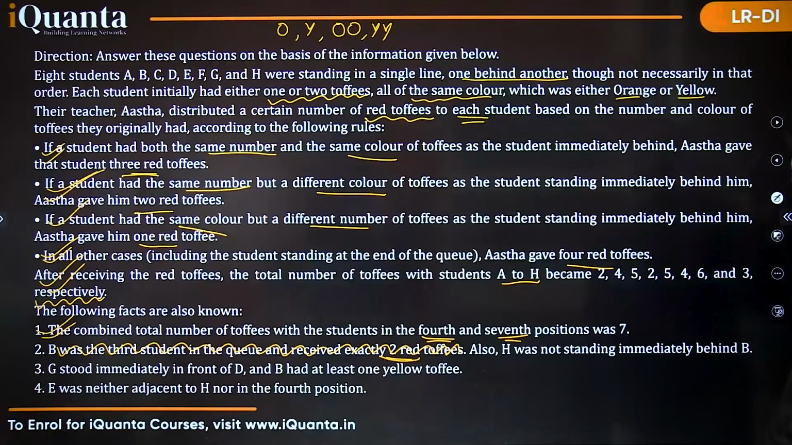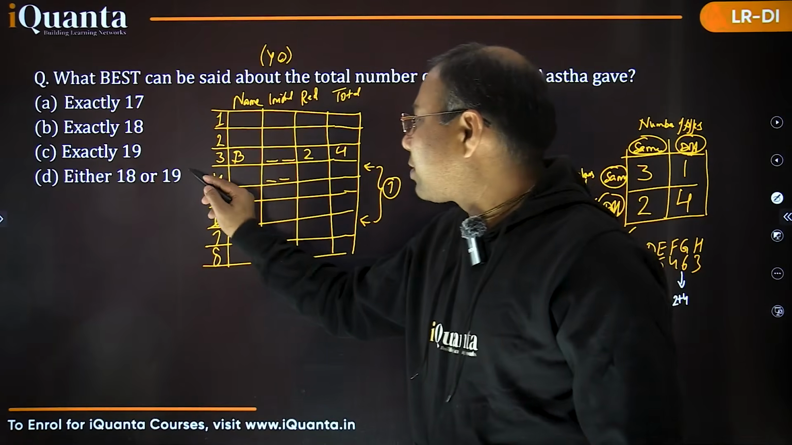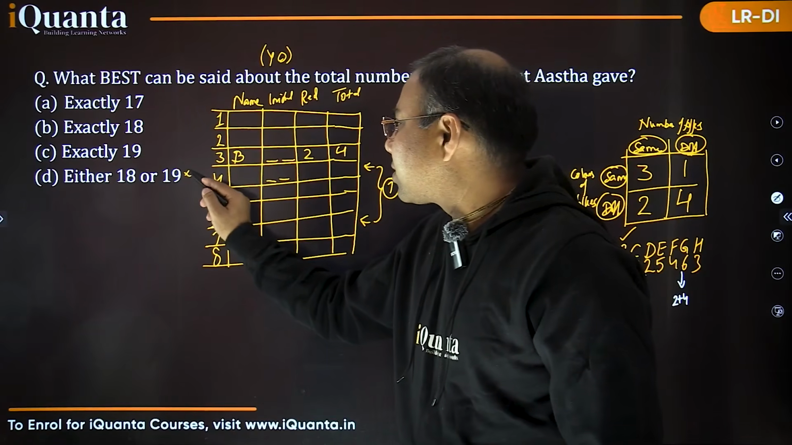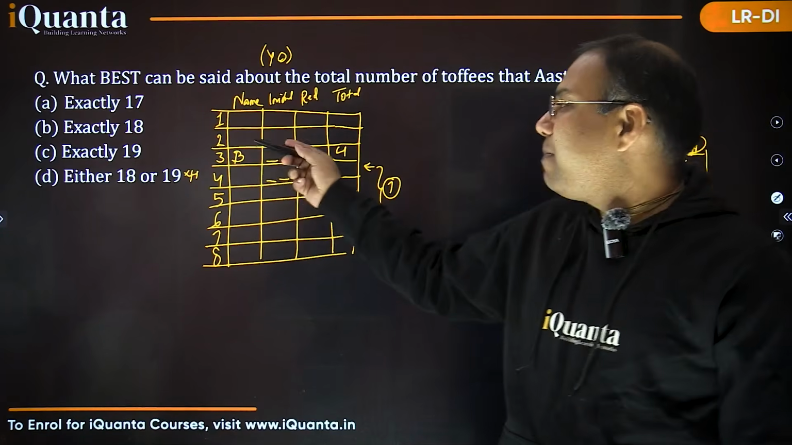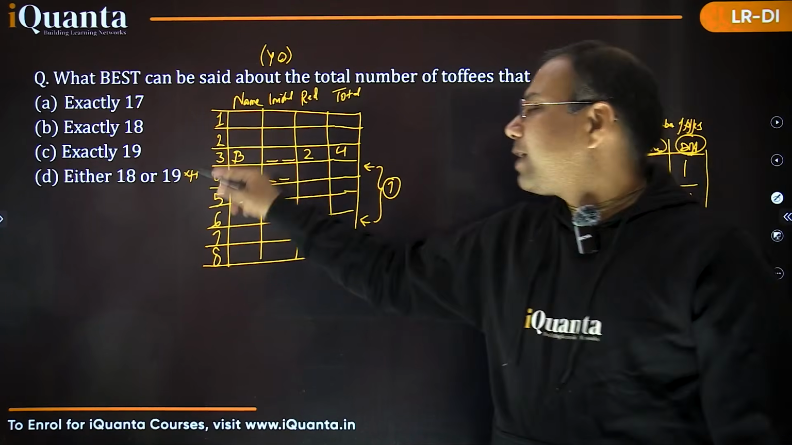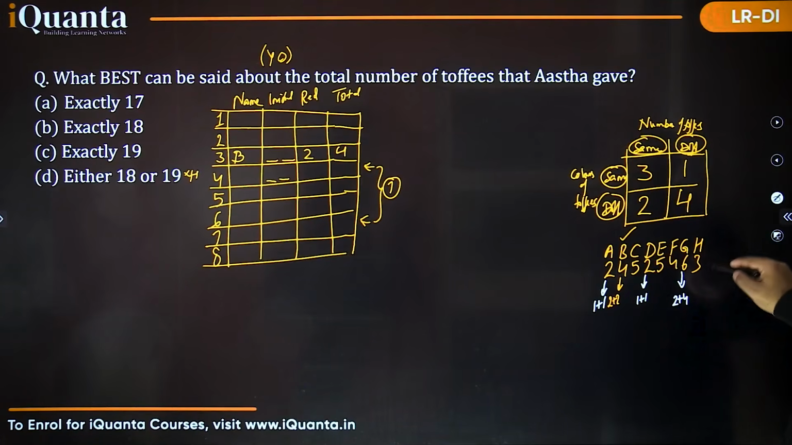So H was not standing immediately behind B. So at this position, it is not H. Let me mention here, this is not H. Right? So at the 4th position, H can't be there because H is not immediately behind B. So H can't be at the 4th position. And by the way, H was the only person with 3, right?